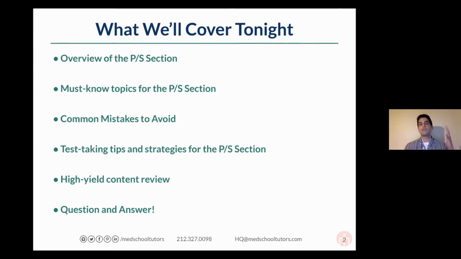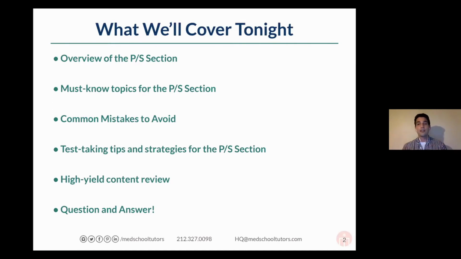So we'll start off with an overview of the Psych Soc section. I'm just going to refer to it as the P&S section. We're going to go over must-know topics for this section, very similar to previous MCAT Mondays. We're going to talk about, of course, common mistakes to avoid in testing tips and strategies, specifically for the Psych Soc section. And then instead of going through a passage, what we're going to do instead is go over a high-yield concept that shows up every single time on the Psych Soc section.